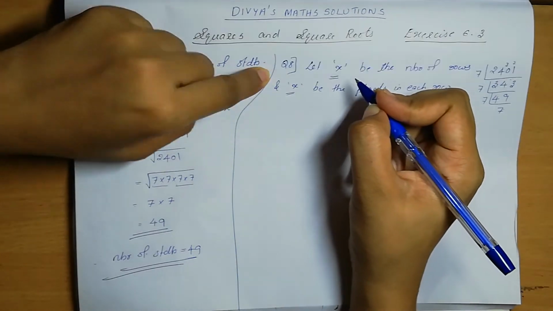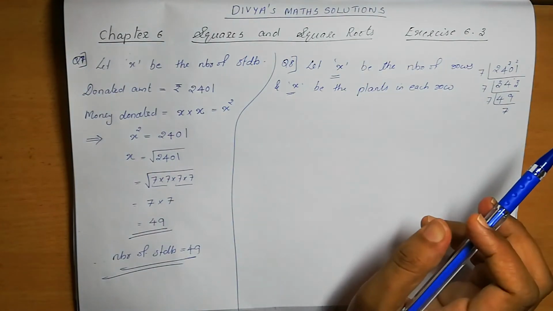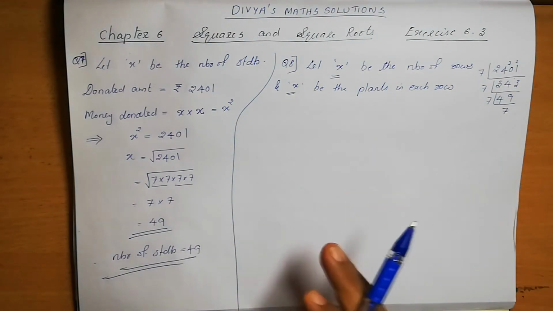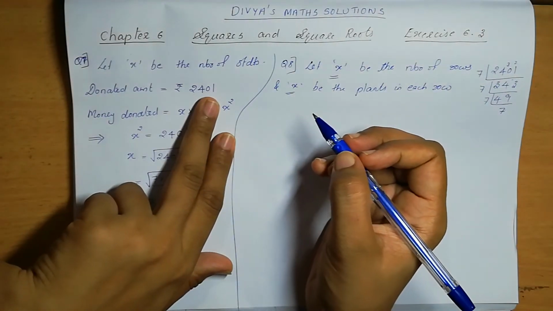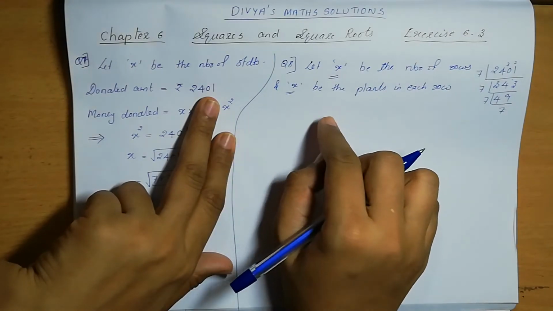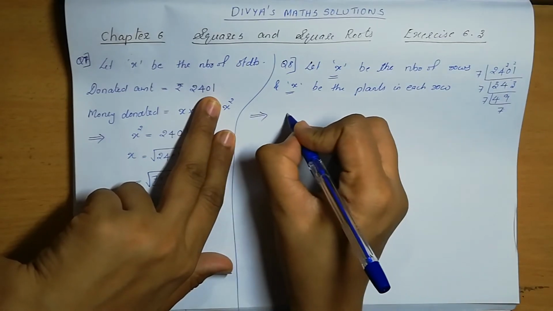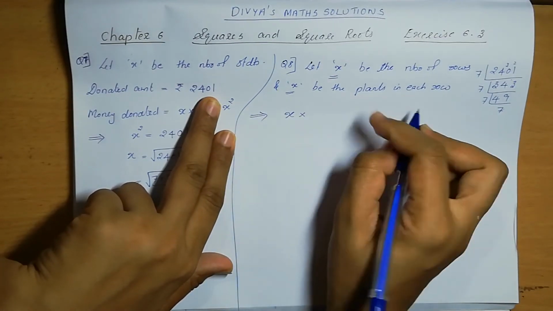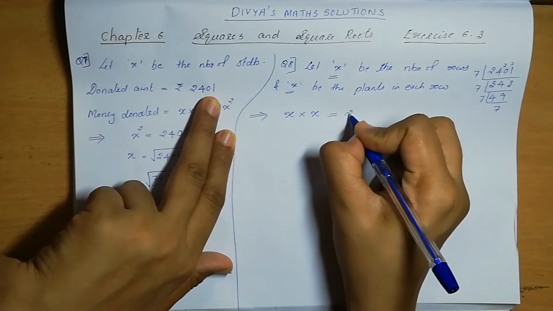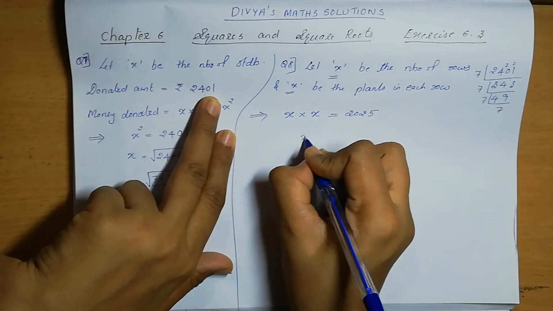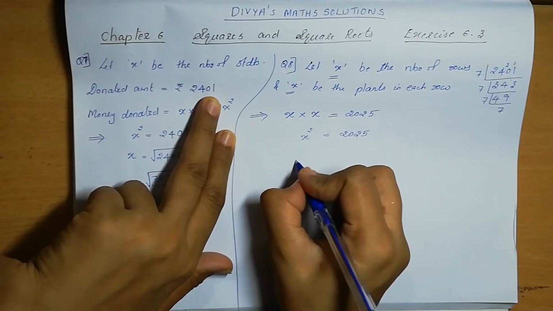That is given, right? Here it is given that each row contains as many plants as the number of rows. So the number of plants in a row and the number of rows are equal. That's why we are taking both as x. So what is given? The total number of plants, right? So total number of plants means the number of rows into the number of plants in each row. That is x into x, equal to 2025. That means x square is equal to 2025. So from here we can find the value of x.